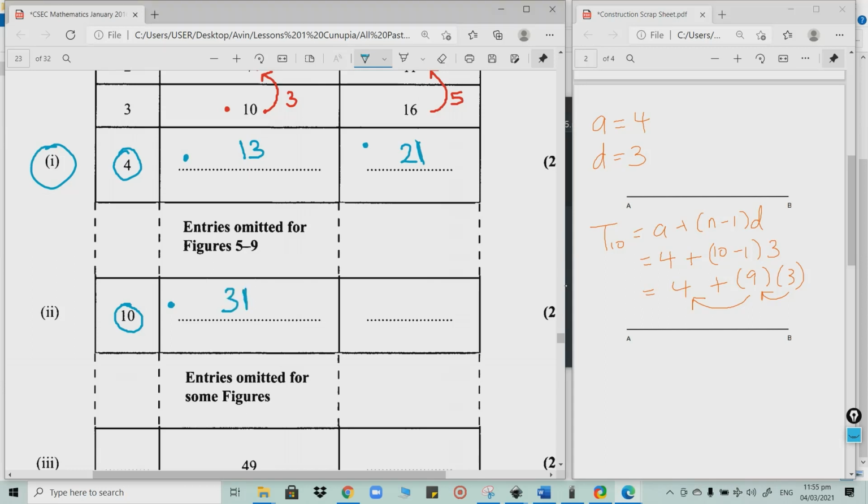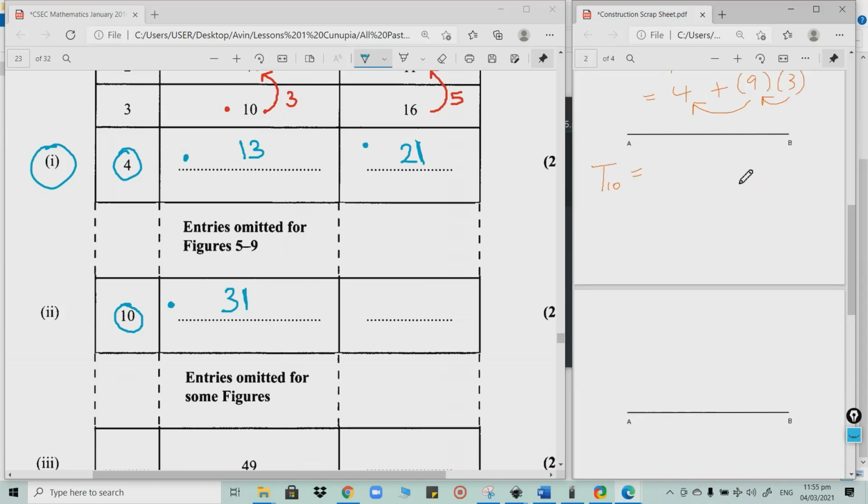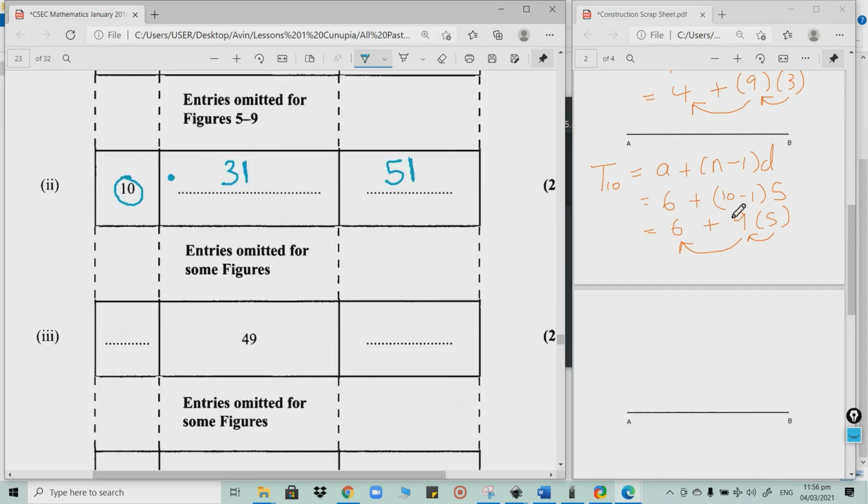Now we have to figure out this one here. T10 again, but this time, remember, the A value and the D values are different. It's 6 and 5. So A is 6 and D is 5. A plus N minus 1 by D. A is 6. N minus 1, well, 10 minus 1. And D is 5. 6 plus 10 minus 1 is 9, and we have to multiply by 5. 9 by 5 is what? 45. 45 plus 6, I believe, is 51. And that's all we're doing. And over here now, it's a little bit reversed, okay?